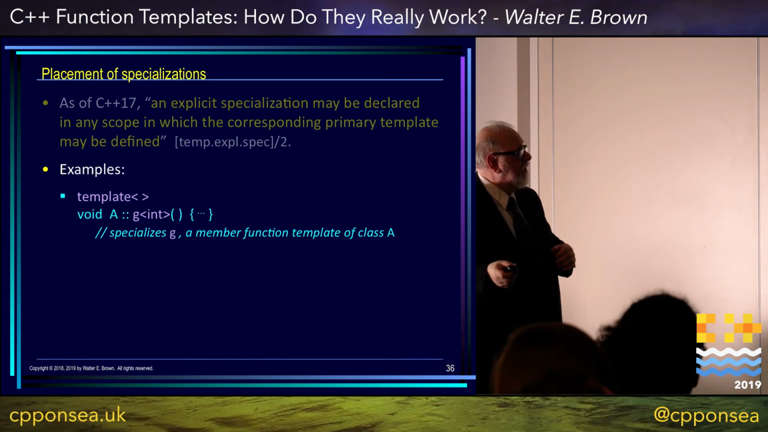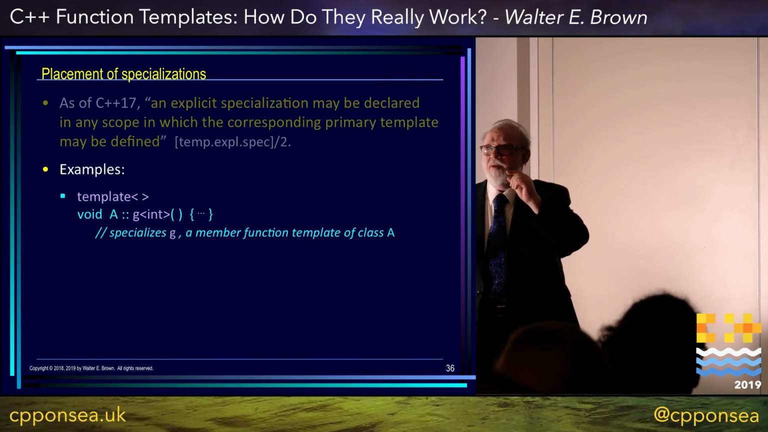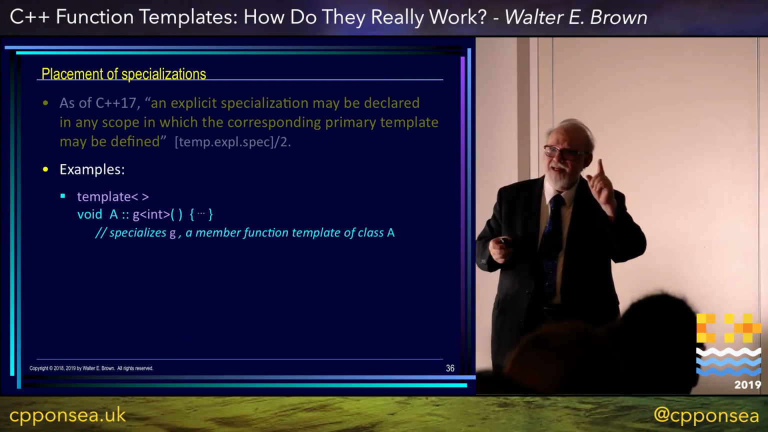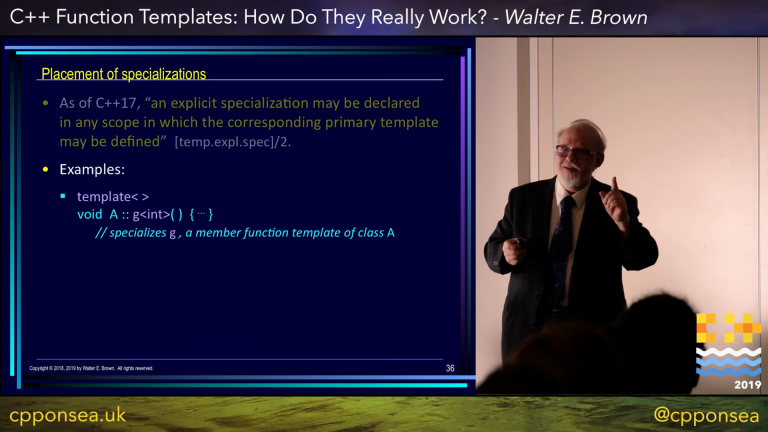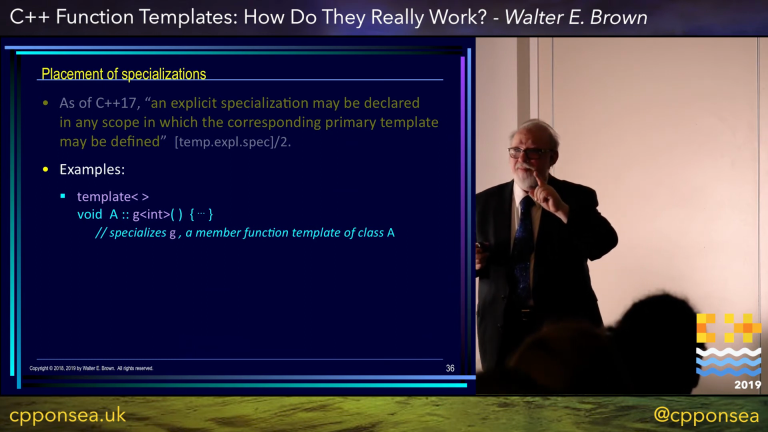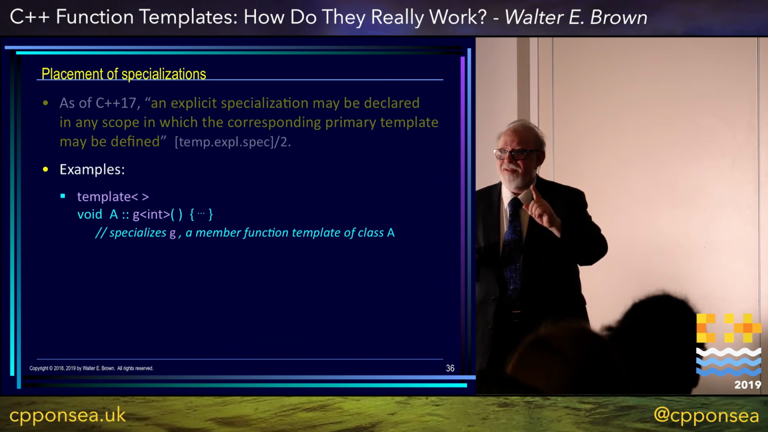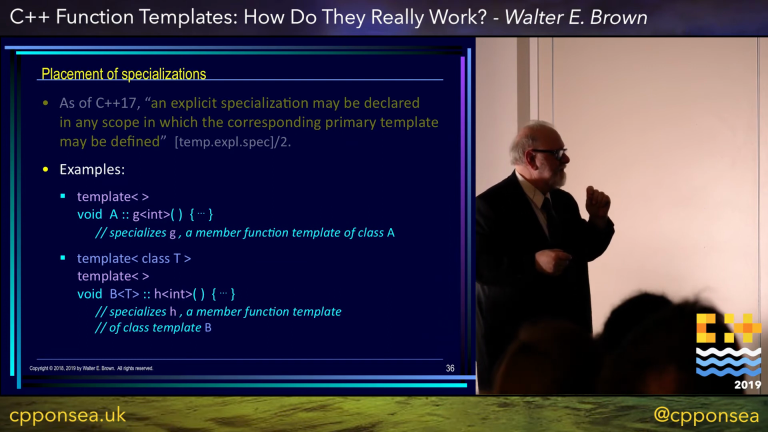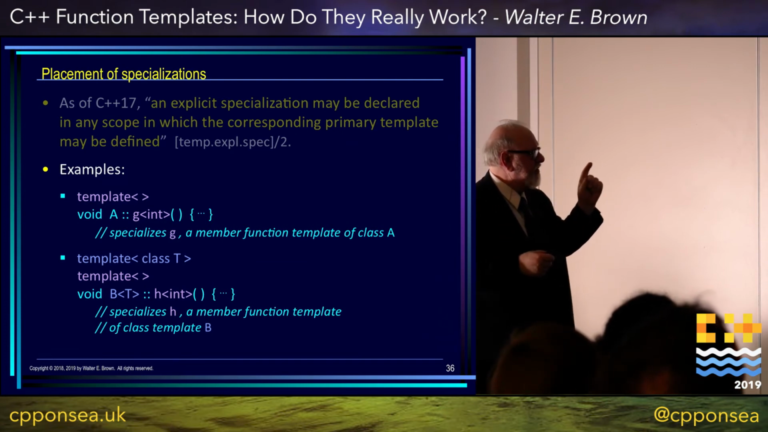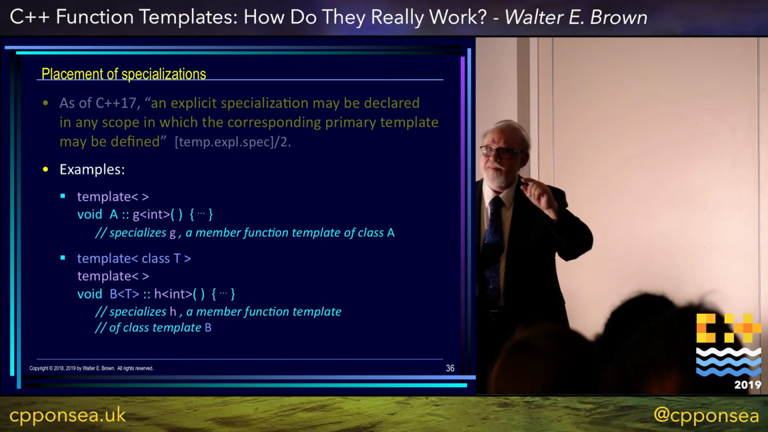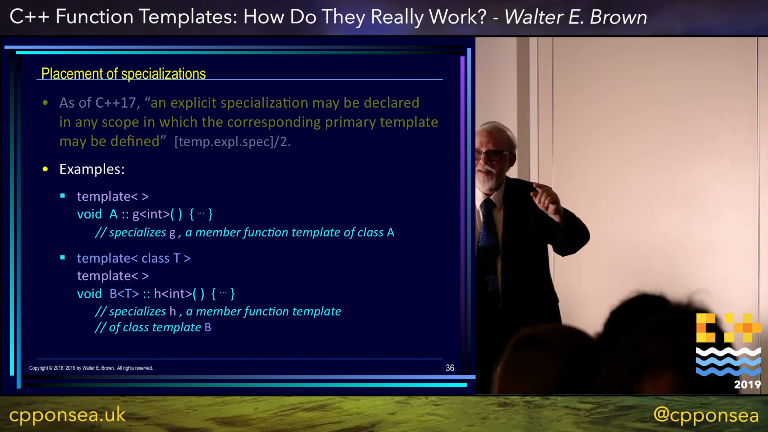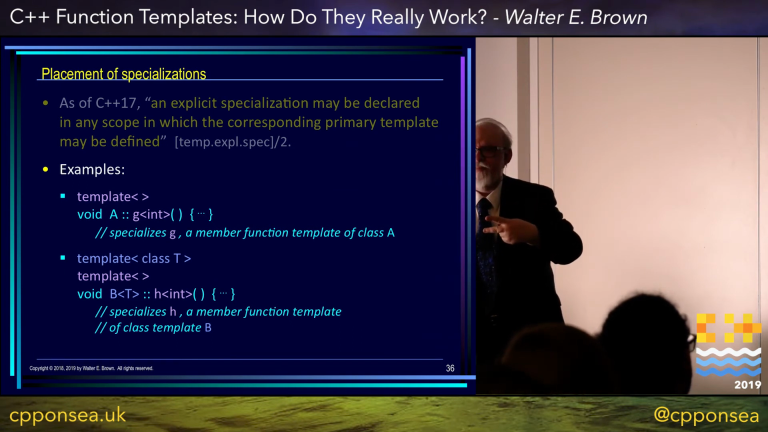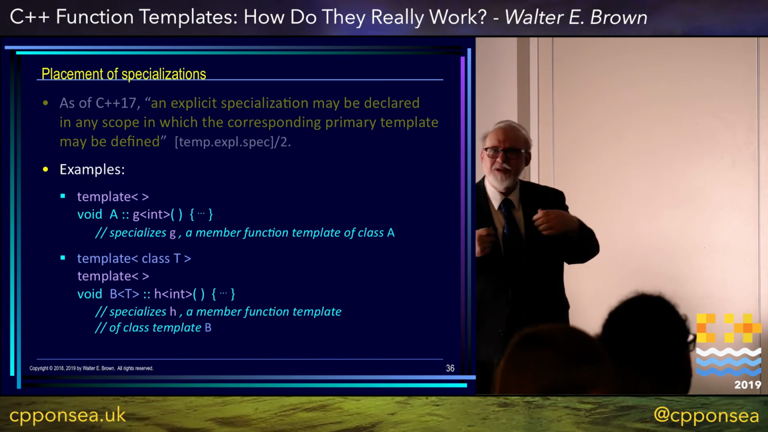But now we say A::G, here's the explicit argument, and go on with the rest of it. Or, what if you have a function template that is a member of a class template? The template parameters are independent. So you actually have to say template twice. Template class T, that's the template parameter for the class template. And now you say template angle brackets, there's the specialization of the member template. So this is what it would look like.